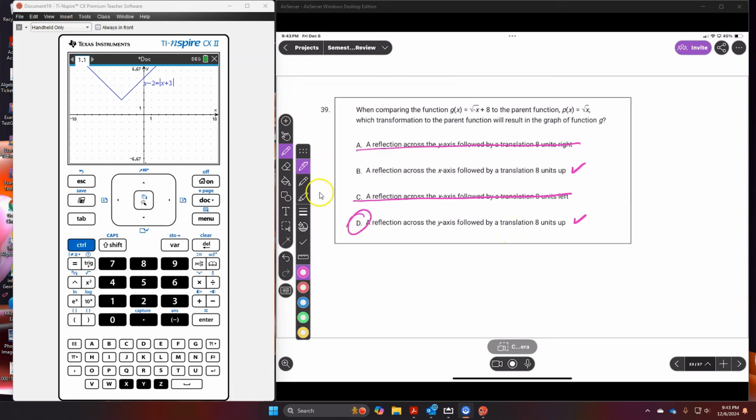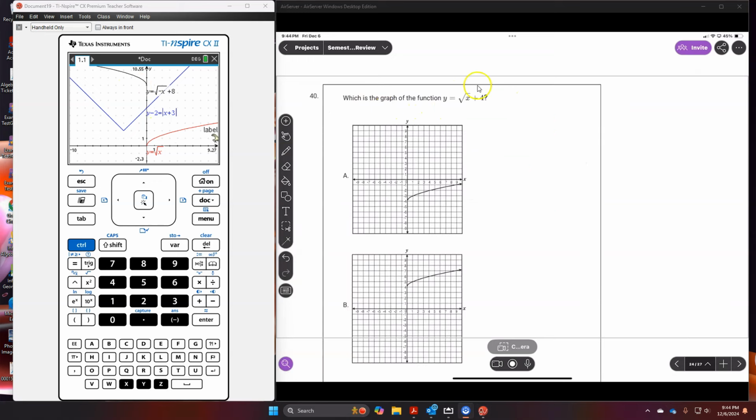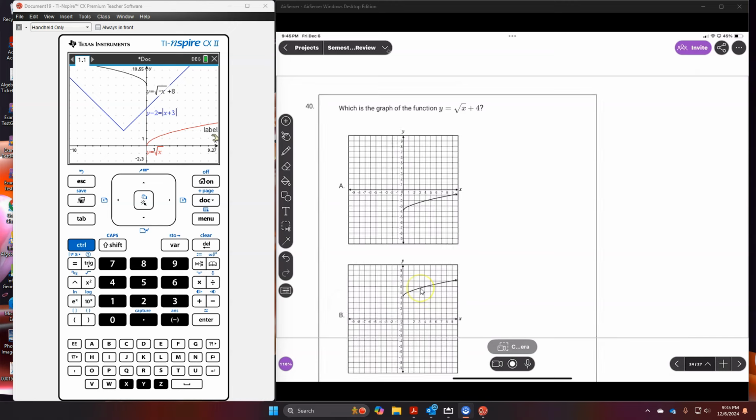And if you want, you could type it into the calculator. So press tab. You have y equals the square root of x. Now if you go to tab, y equals, and then you have square root of -x, and then you add 8. So it's going to go up 8 and then reflect over the y-axis. You see that? Which graph of the function will result in this? So the plus 4 means it goes up 4, so it's not A. So your answer is B.